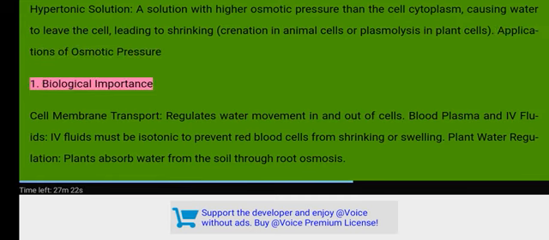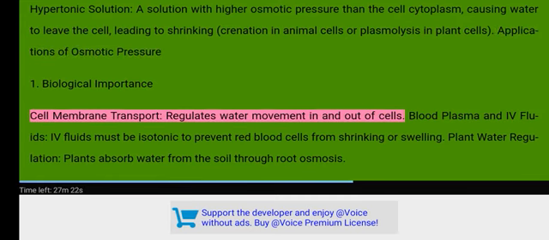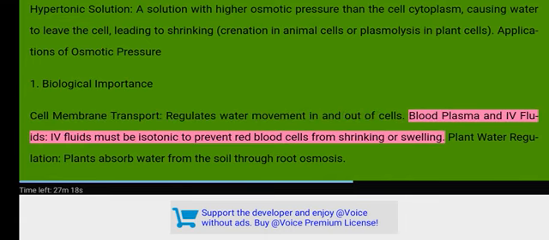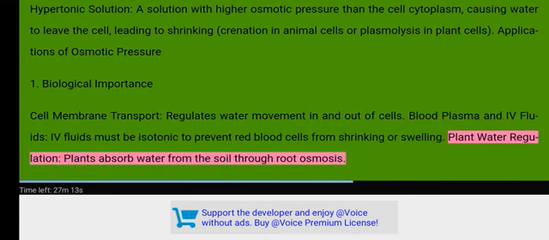Applications of osmotic pressure. 1. Biological importance. Cell membrane transport regulates water movement in and out of cells. Blood plasma and IV fluids: IV fluids must be isotonic to prevent red blood cells from shrinking or swelling. Plant water regulation: plants absorb water from the soil through root osmosis.